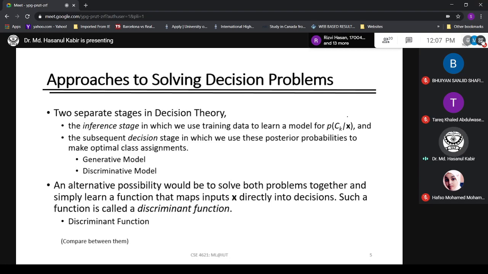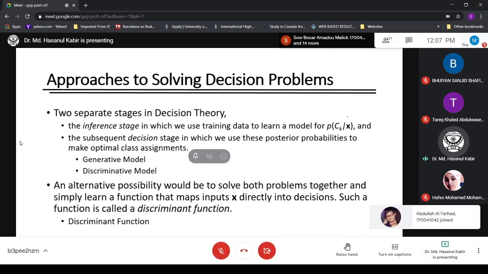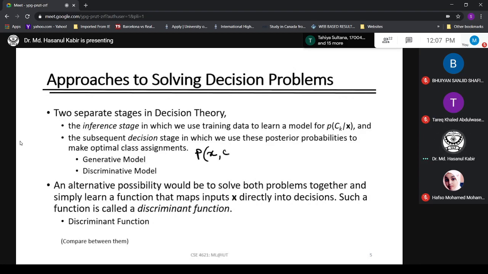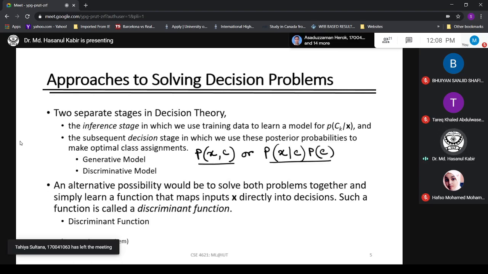We'll see that there are generally two approaches to solve the decision-making problem. The first one is the generative model. The second one is the discriminative model. In case of the generative model, we'll explicitly try to estimate the joint probability distribution, that means probability of X and class, or maybe we can simply compute the likelihood, that is X given class, along with the prior probabilities. These two together will give us the joint probability, right?